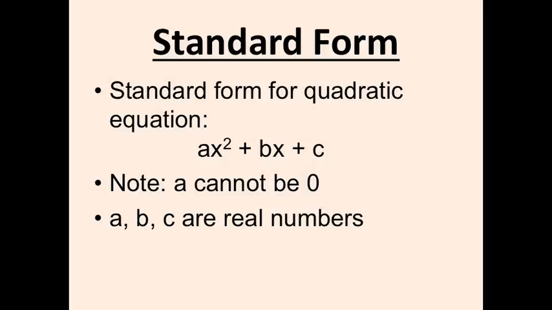First, let's review the standard form for a quadratic equation. Hopefully you remember this from doing the web quest. It's ax squared plus bx plus c. A couple of things to note here. First of all, a cannot be 0. Second of all, a, b, and c are just numbers.